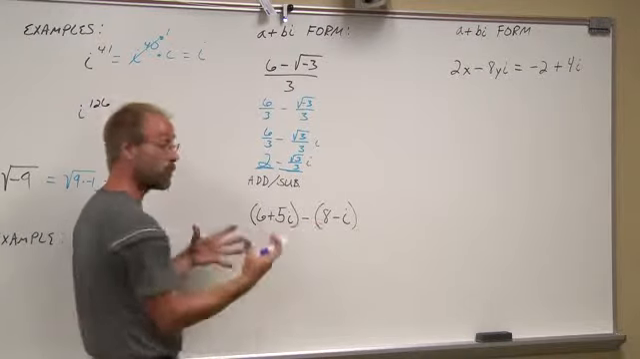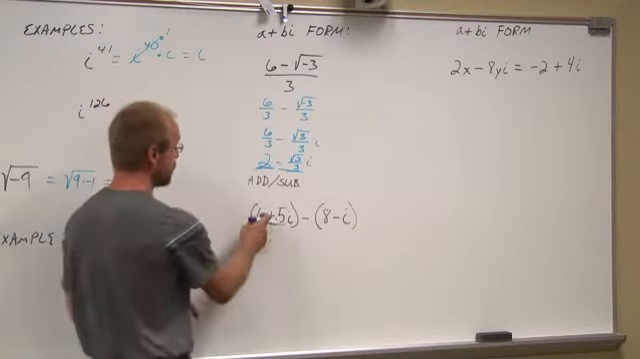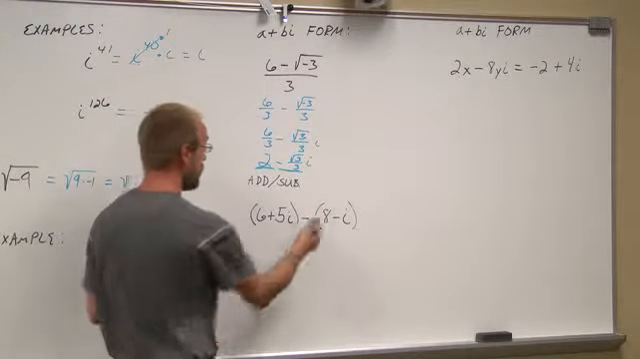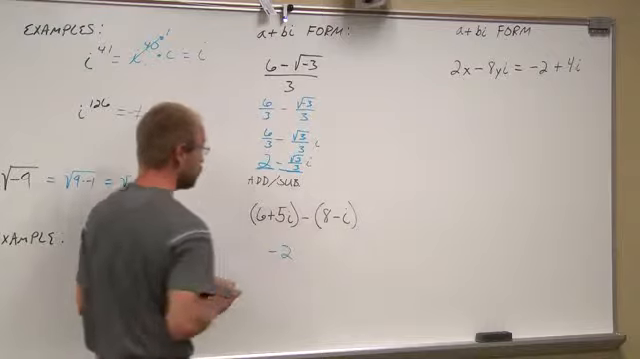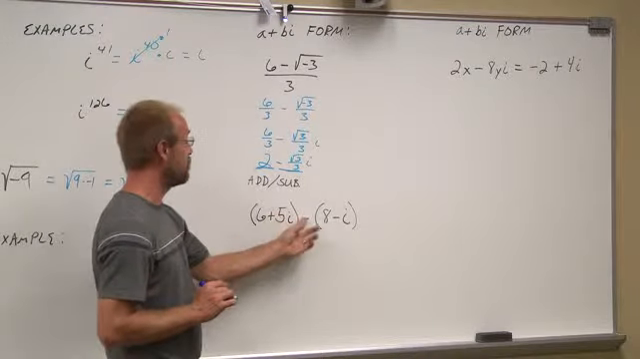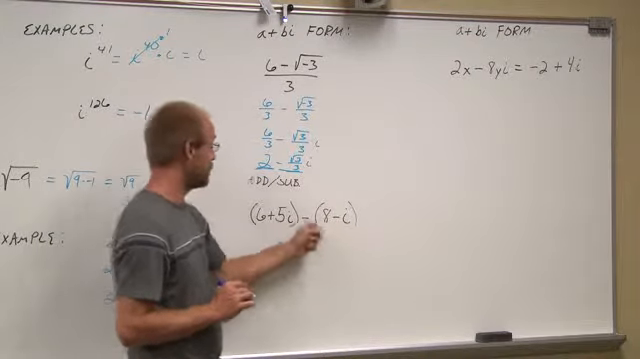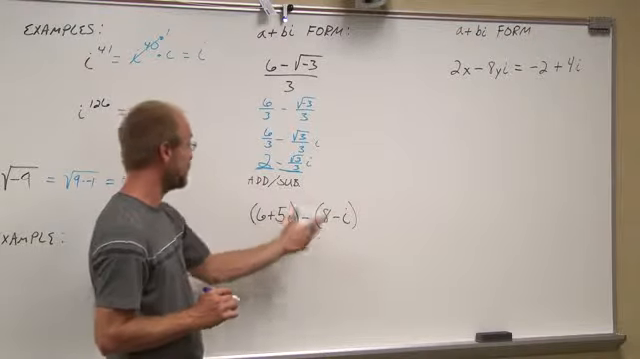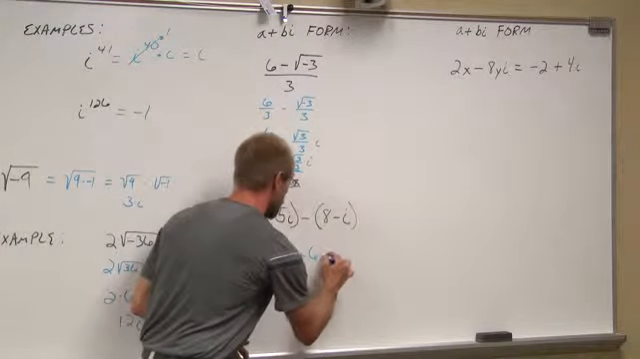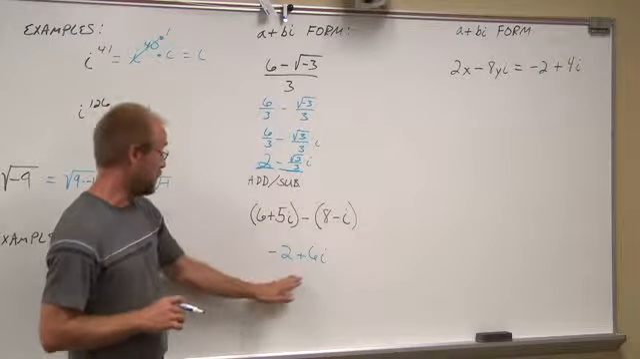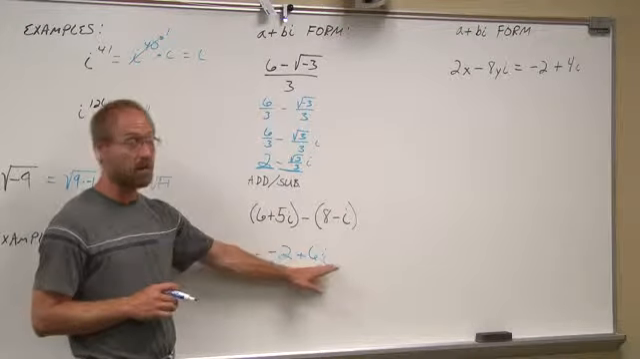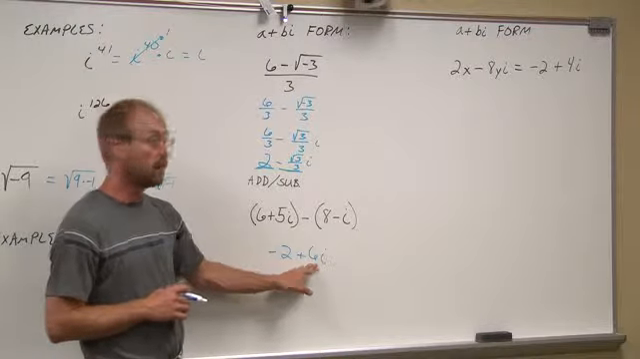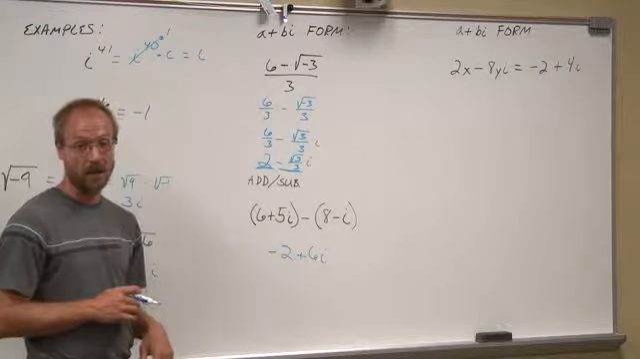So let's put my real values together, my a values. I have 6 minus 8. Those are like terms. 6 minus 8 is negative 2. And then I have 5i minus a negative i. Well, if I'm subtracting a negative, it's addition. 5i plus i is 6i. And make sure, is this in a plus bi form? Sure it is. Negative 2 is my a, positive 6 is my b. So we have our imaginary number.